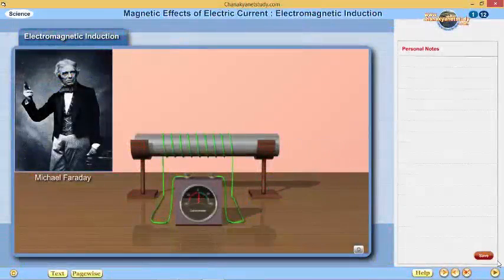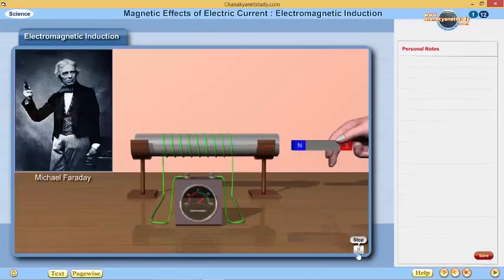Electromagnetic induction. When a current-carrying conductor is placed in a magnetic field such that the direction of current is perpendicular to the magnetic field, it experiences a force. If a conductor is moving inside a magnetic field or magnetic field is changing around a fixed conductor, electric current is generated. This was first studied by Michael Faraday.